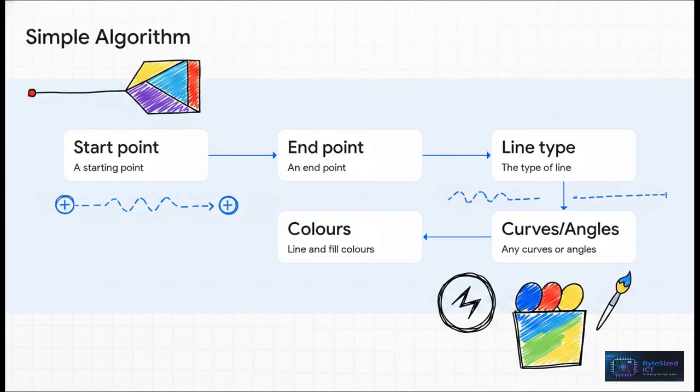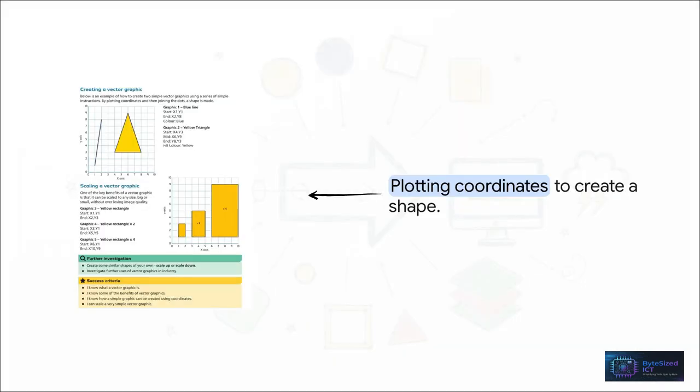So what exactly goes into this recipe? Well, first, the computer needs a starting point, obviously, followed by an endpoint. Then it has to decide the type of line it's going to draw between them. After that, it calculates any necessary curves or angles. And finally, step 5, it fills in the line and the shape colors. And boom, just like that, a completely blank screen becomes a fully finished shape. Let's watch how this actually plays out in practice.